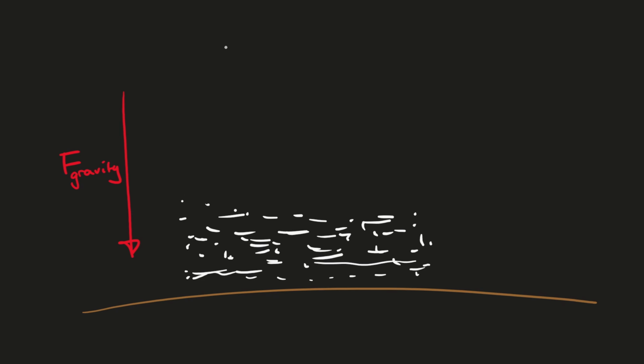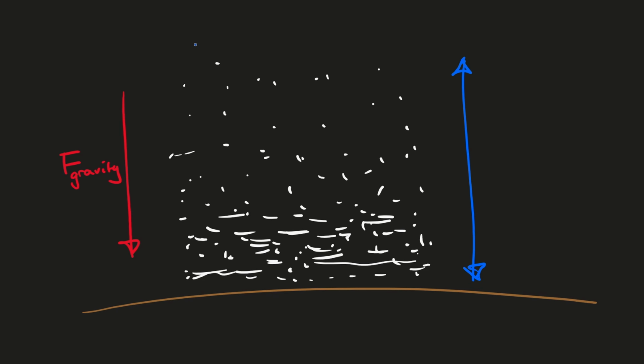As we know, the higher you get up in the atmosphere, the lower the density and the pressure of the air is. This is because Earth's gravity is trying to pull all these air molecules towards its surface. So there's a decreasing gradient of air the further away you get from Earth.